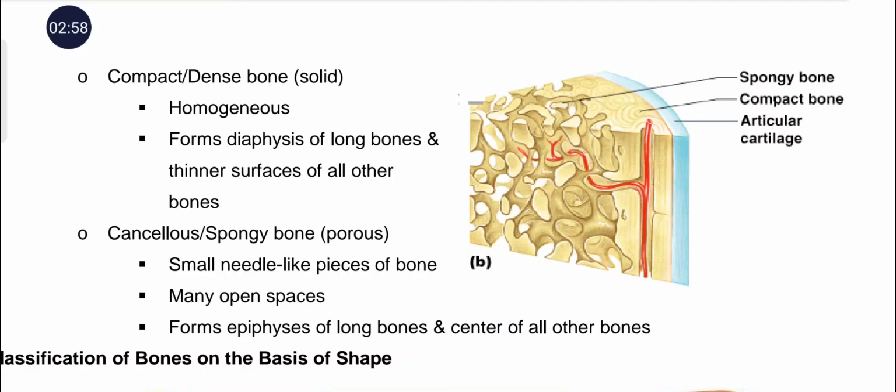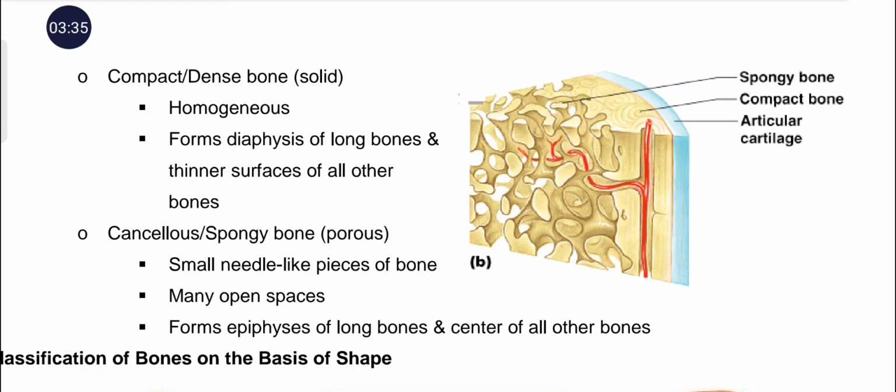In the diagram you can find it. The structure of compact bone is very compact and the spongy bone is having trabeculae, or it is porous in nature. Compact bone is also known as solid bone because its structure is dense, homogeneous and it forms the diaphysis of the long bones. Diaphysis means the body or the shaft of the bones, and the thinner surface of all the other bones. Next is cancellous bone or spongy bone.